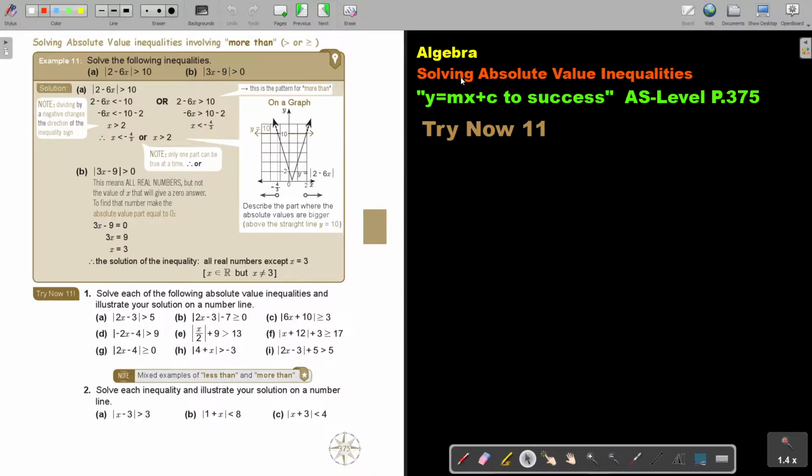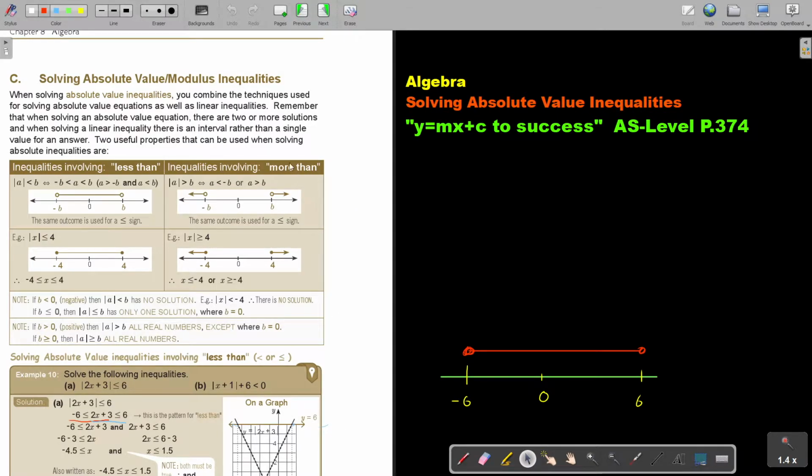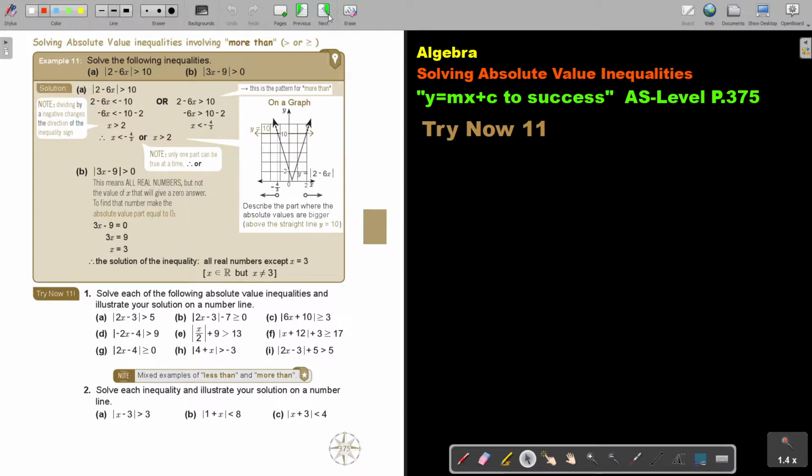In this video, we will continue with solving absolute value inequalities. You will find this on page 375 in the Namibian AS-Level Mathematics textbook, y equals mx plus c to success. Let's look at solving absolute value inequalities involving more than. I will reflect back to this picture, and I will also reflect back to this line in the examples. But for now, let's just look at an example.